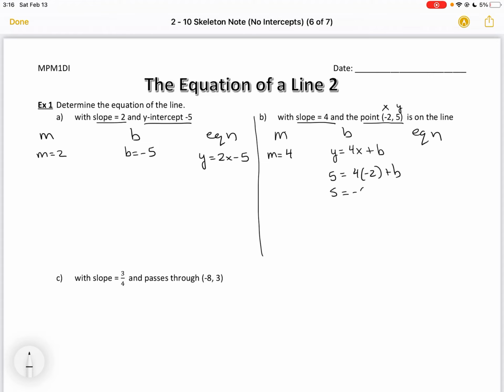And then I'm going to solve for b. So remember, I'm doing the opposite operation. Because I'm subtracting 8 on the right-hand side and I want to move it over, I'm actually going to add 8 to both sides, which means that I'm going to get b equals 13. Now I know m, I know b, and I can put those together into the equation.